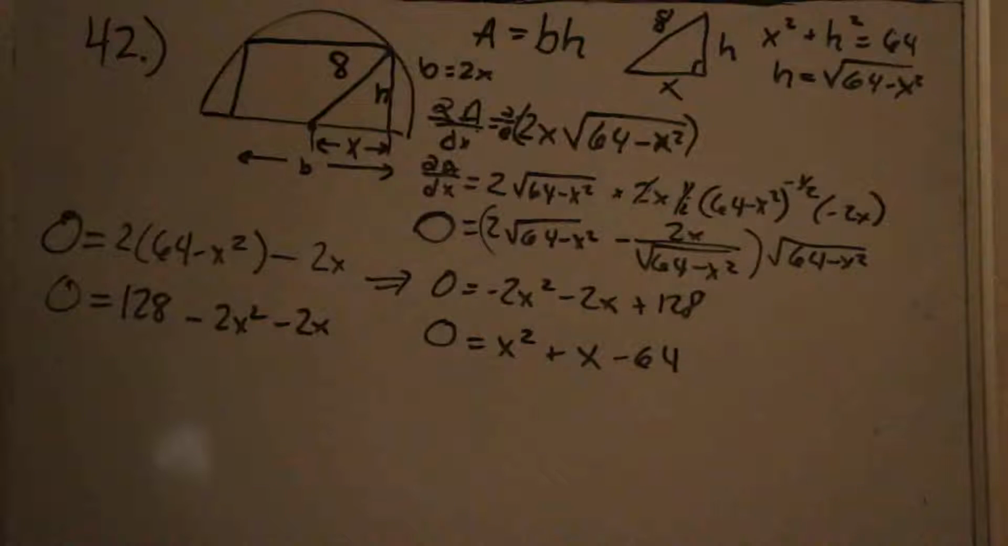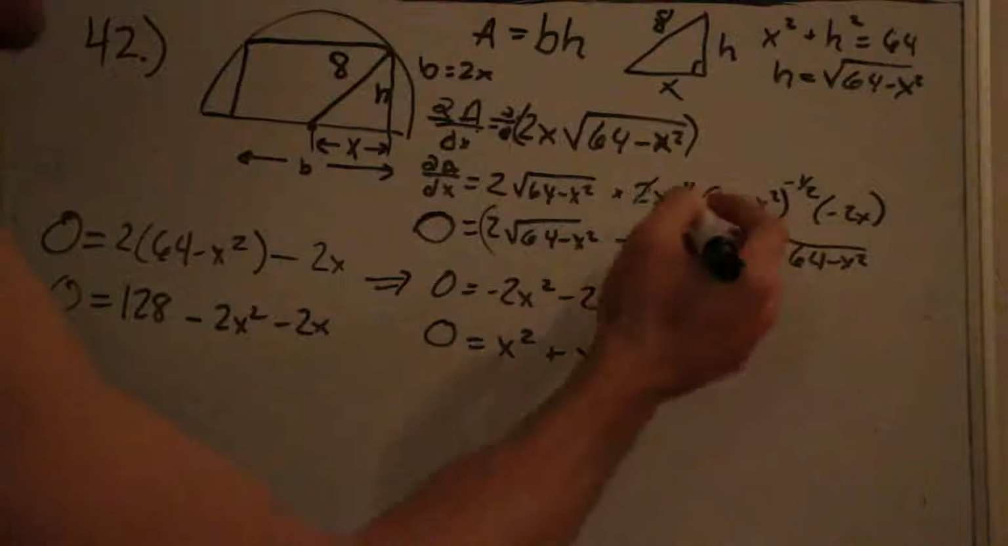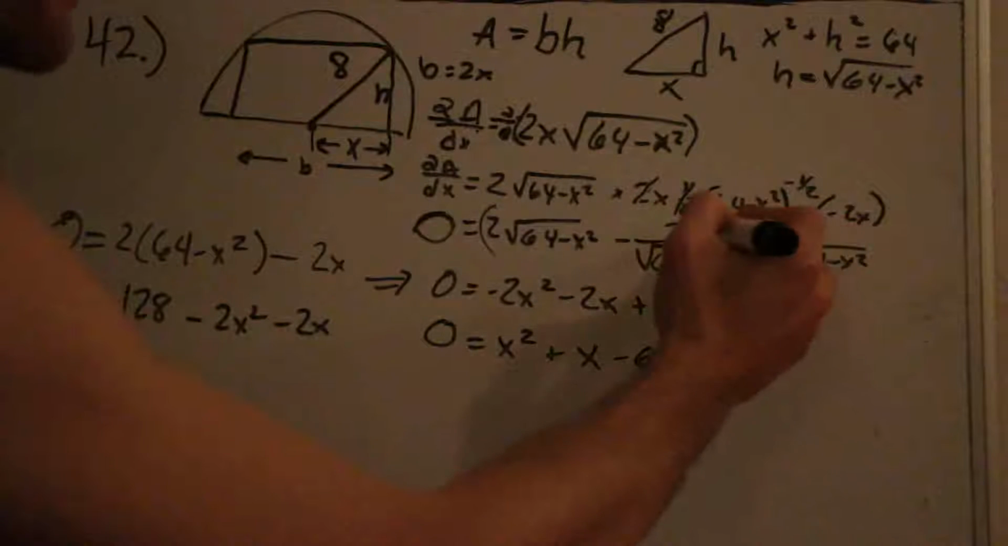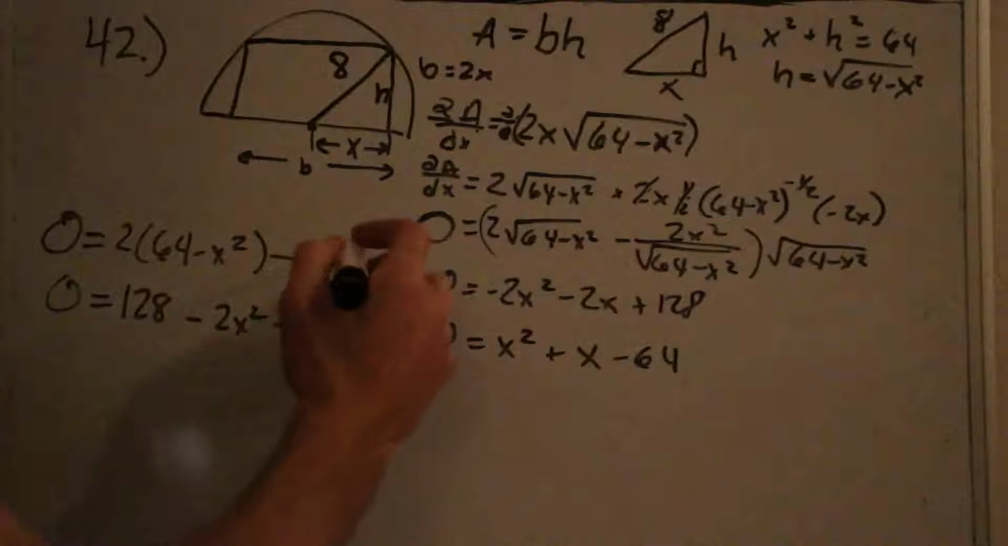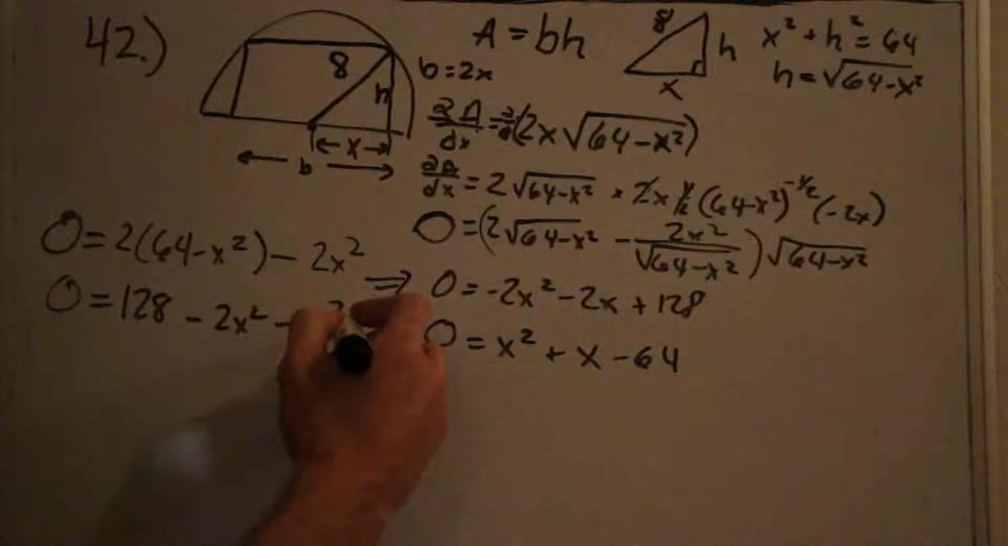Excuse me, let me just think for a second here. Did I make a mistake? Oh, yes, I did make a mistake. There's an x here, I forgot about that. That should have been x squared. So I apologize for my mistake. This should have been x squared here. That should have been x squared.